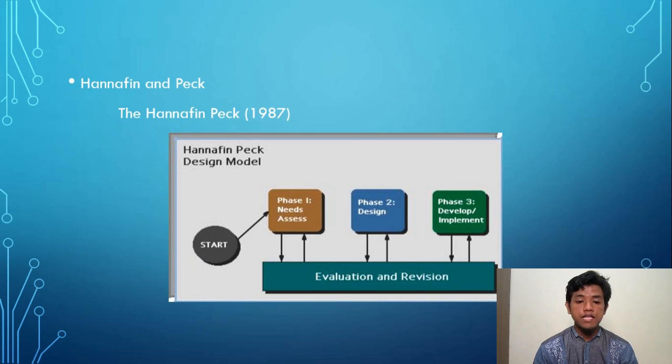Finally, based on the explanation before, this research adapts the ADDIE model as the instructional design model. The ADDIE model is easier and less complicated than the other instructional design models. Moreover, the ADDIE model is the basic model which is used as a source in developing other instructional design models.